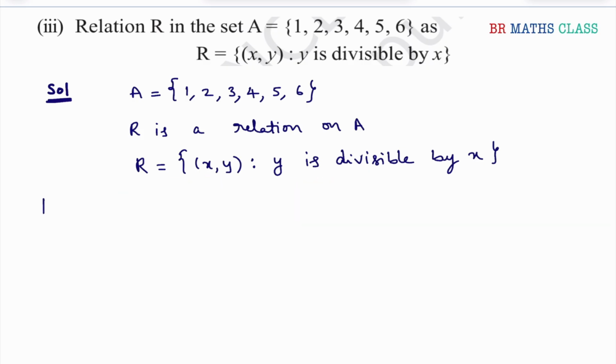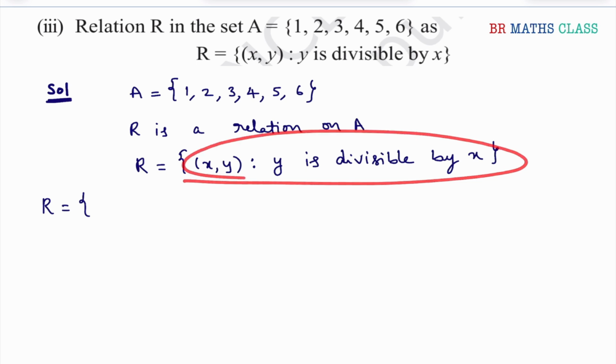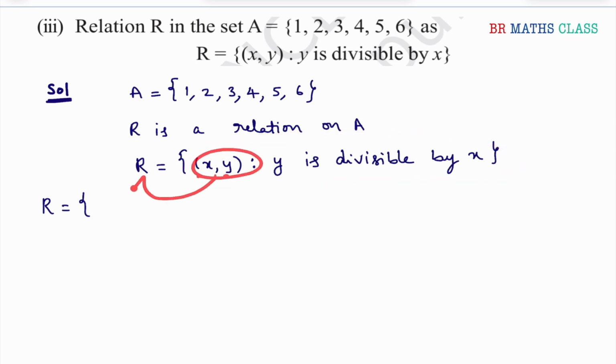Now I'll write this relation in roster method. Actually, this is in set builder method. I list what elements are there in this relation. You know that all the elements, ordered pairs, come from A cross A. A cross A's first element is the ordered pair (1, 1). I'll take (1, 1), and now I'll check whether this (1, 1) is there in this relation or not.